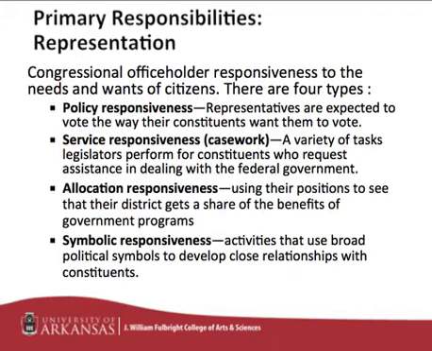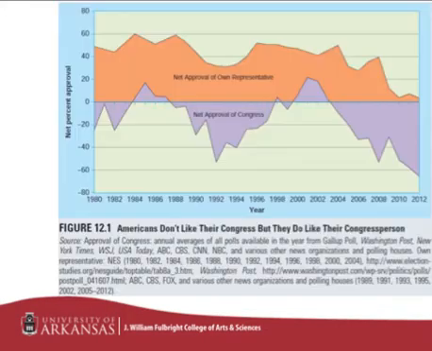Now, finally, we have such things as symbolic responsiveness. And these are the activities that use broad political symbols to develop a close relationship with constituents. So this might be a lot of basically standing up, cutting ribbons at new businesses, being seen with powerful leaders. These are things that let the constituents know that their representative is working on behalf of them and is indeed a powerful individual who can, so to speak, bring home the bacon.